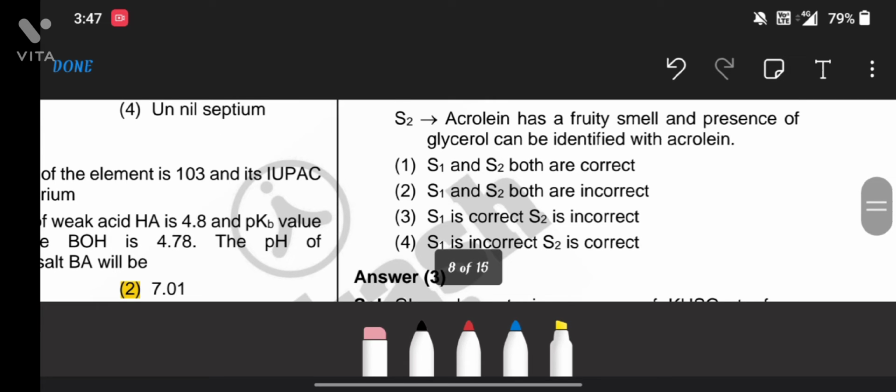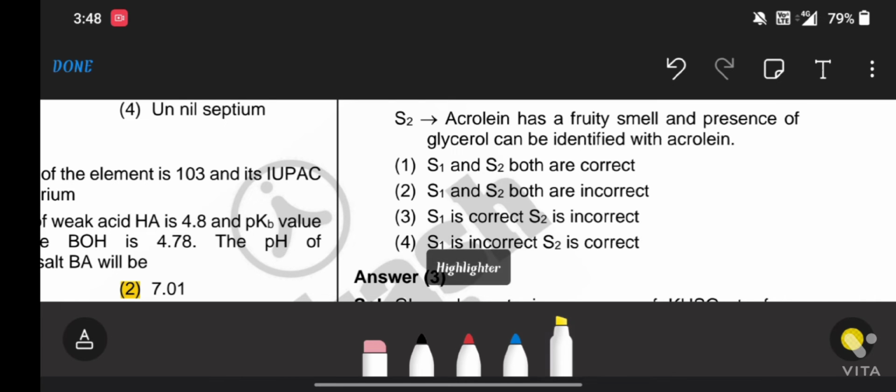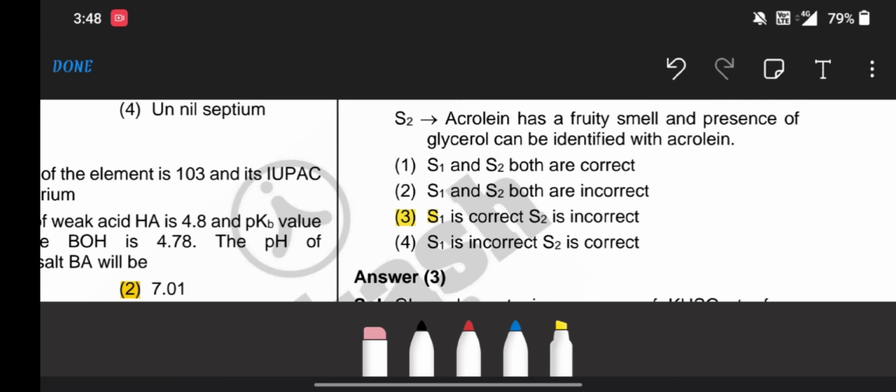Next, acrolein has a fruity smell and presence of glycerol can be identified with acrolein. So this second statement is totally wrong. Therefore option C, that is S1 is correct but S2 is incorrect, is the correct option for question number 11.